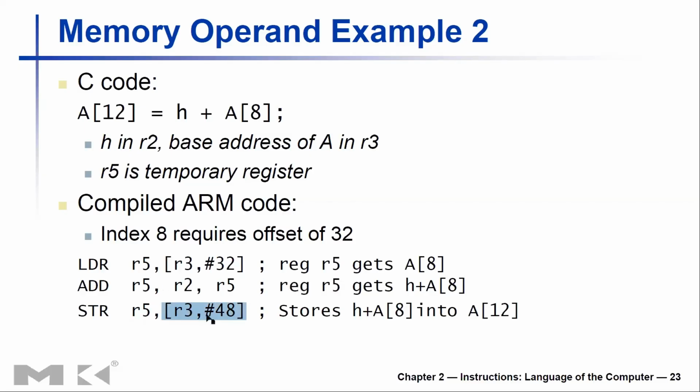So that is why we have this standard. In STR, we are taking the value in R5 and storing it at the R3 plus 48 address. Here, for LDR, we take the R3 plus 32 value in memory and load it to R5. So this is like source and destination. Maybe you can think it is switched, because you read this and make R5 equal to this, and you read this and make this equal to this. So that is how it is standardized.